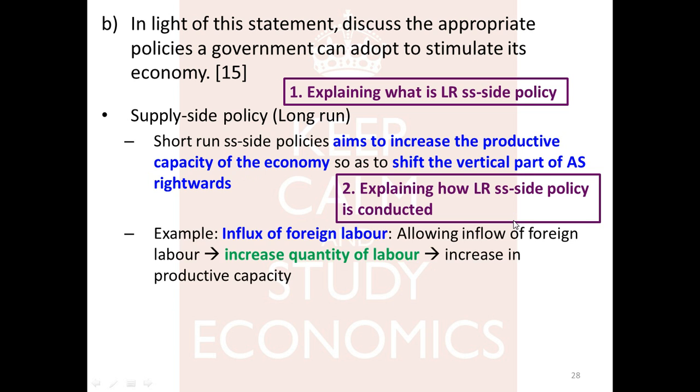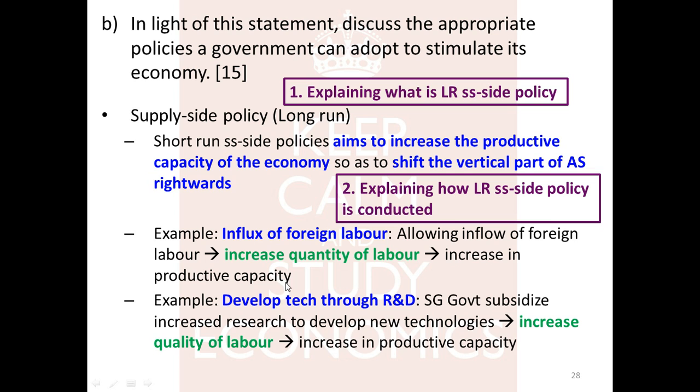Okay, how can this be conducted? Very simple, increase in foreign labor. So I've talked about this before, but the key link that you should make, instead of relating to cost of production, you should now link it to the fact that there will be an increase in the quantity of labor in your economy. Okay, which means that there will be an increase in productive capacity. Right?